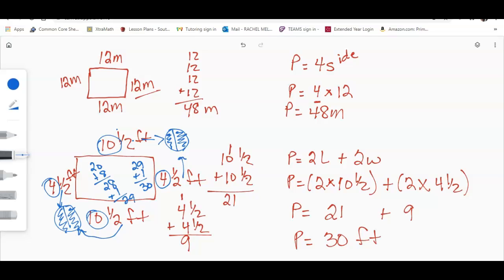Okay? So today, if the formulas confuse you, just go with the idea of all we have to do is add up all 4, well, however many sides. There might be more than 4, it depends on the polygon. But you add up all the sides to get yourself the perimeter.